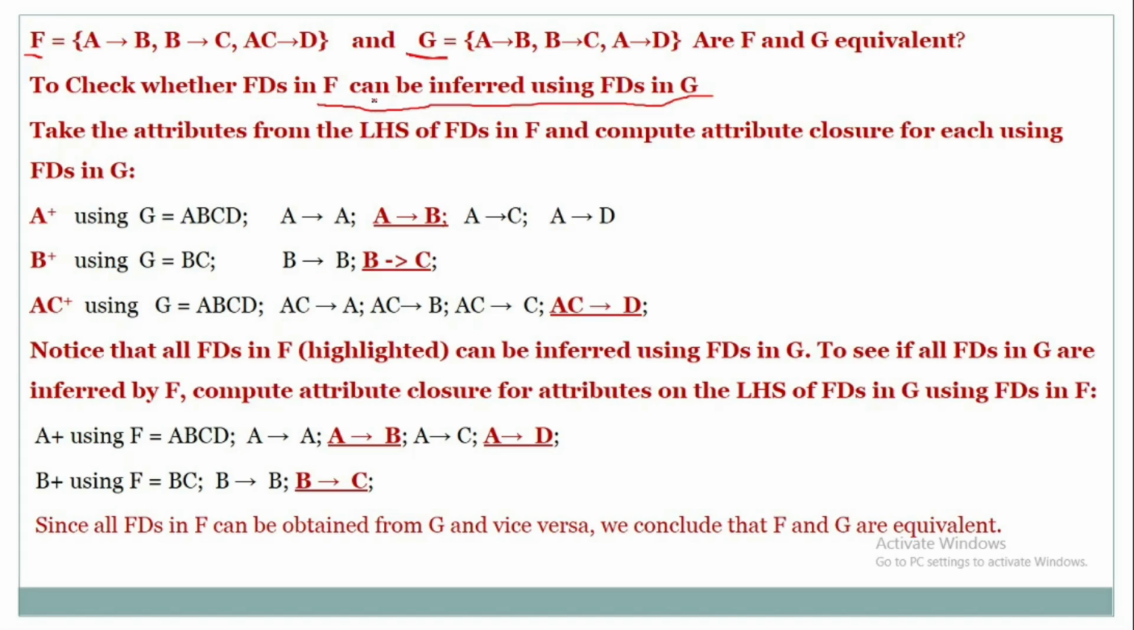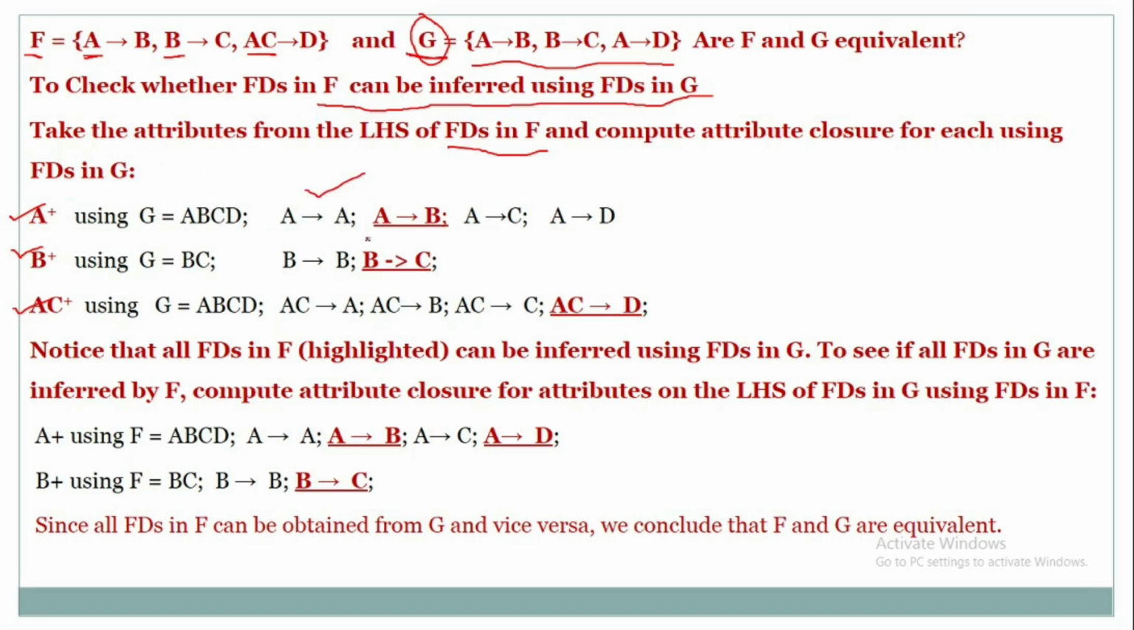First, let me check whether f can be inferred using the functional dependencies in g. For that, take the attributes from the left hand side of the functional dependencies in f. As you can see here, the left hand sides of f are a, b and ac. So I noted down the left hand sides of the functional dependencies in f: a, b and ac. Now I need to find the closure of a, b and ac using the functional dependencies of g.